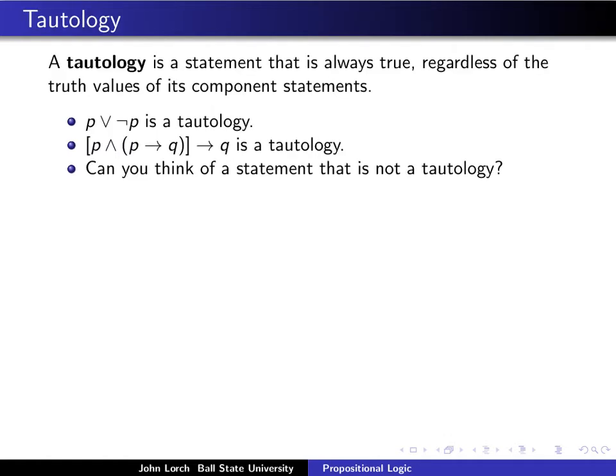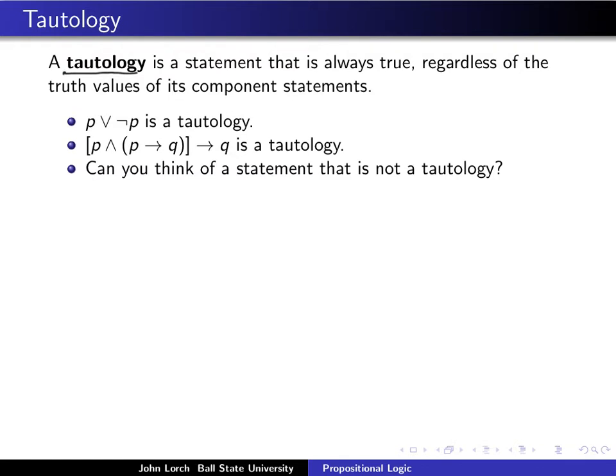So on the previous slide, we were discussing certain statements, in particular wondering how to determine whether they are always true. So there's a special name for a statement that's always true regardless of the truth values of its component statements. Such a thing is called a tautology. So here in the bullet points we have a couple of examples. In the first bullet point we have P or not P, which apparently is a tautology.